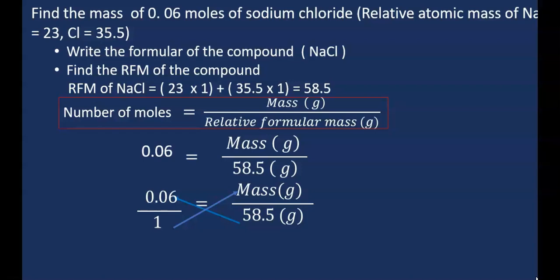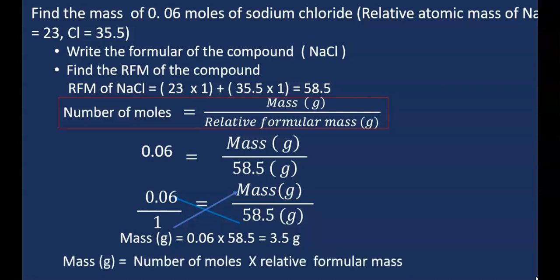We can rearrange the equation to get the unknown mass. We can do this by using the cross multiplication method. In this method, you multiply the numerators with the denominators on the opposite sides. This gives us an equation where mass is equal to 0.06 times 58.5, and this is equal to 3.5 grams.